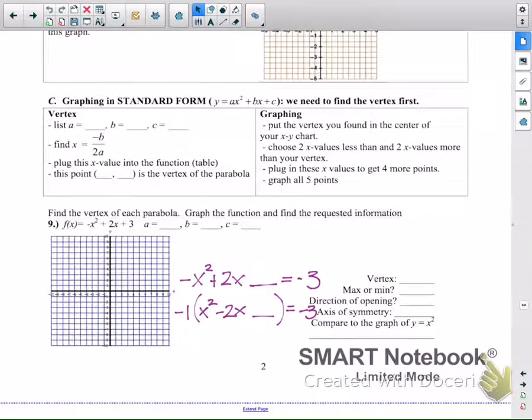I still have this lovely blank over here. In order to fill that blank properly, and this is what you always do for this type of thing, you take the middle number here, you divide that number by 2, and you square it. Always. B divided by 2 squared. That's always what you're doing. In this case, when I take -2 divided by 2, what do I get? -1. When I square it, what am I getting here? +1. That is what I'm putting in this blank right here.